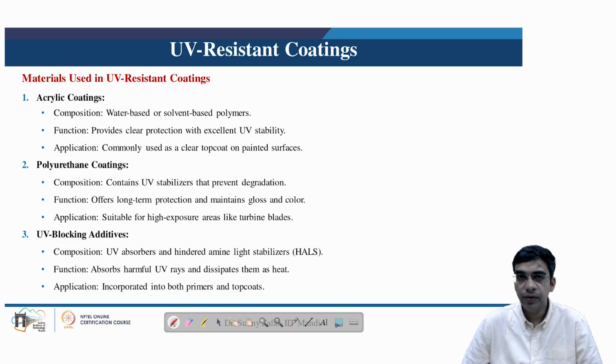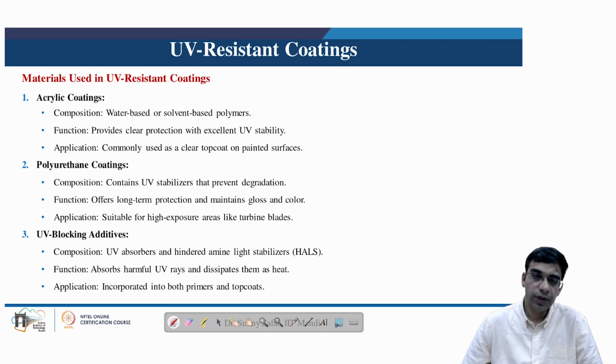The second type of materials used in such coatings are the polyurethane coatings. These often contain ultraviolet stabilizers which prevent the degradation of the coating material. These coatings offer long-term protection and also maintain gloss and color over a prolonged duration of time. Such coatings are applicable for high exposure areas of the wind turbine, especially the blades.